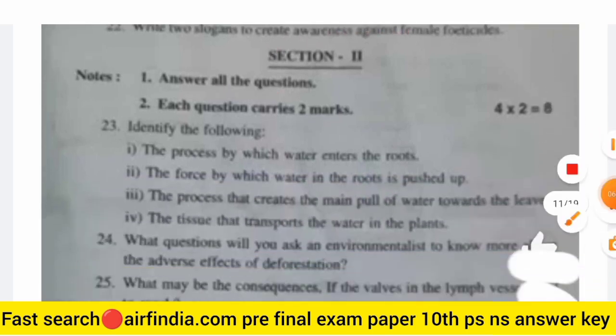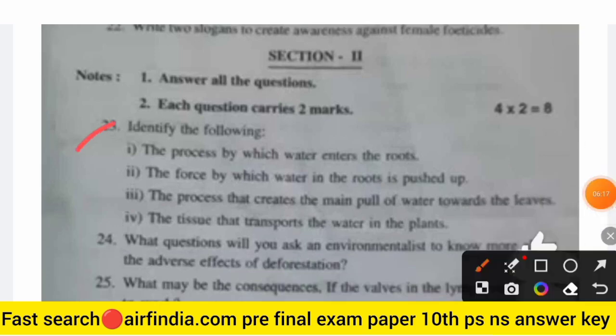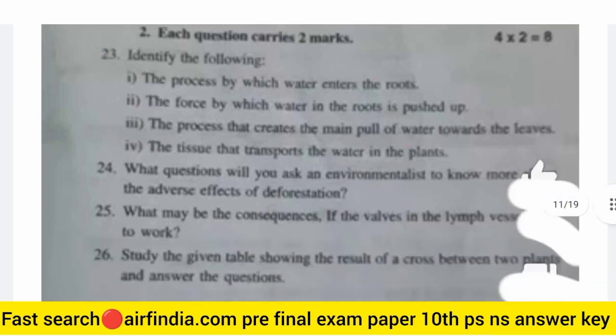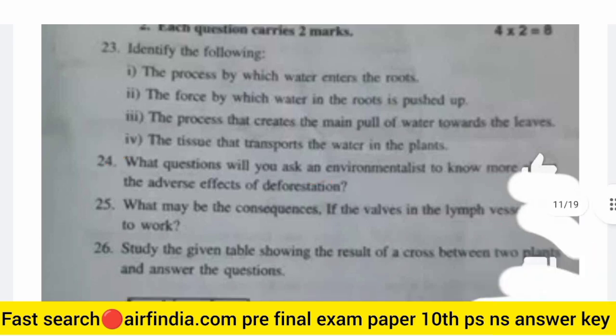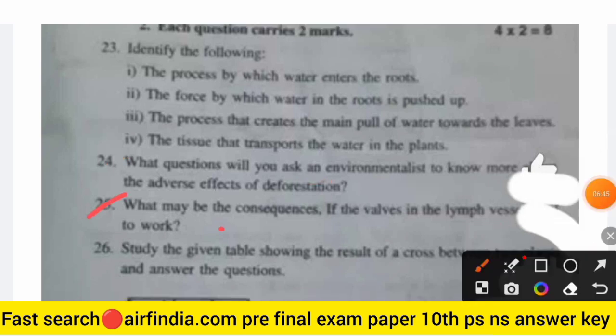Identify the following. So here is the process by which water enters the roots, the force by which water in the roots is pushed up, the process that creates the main pull of water towards the leaves, the tissue that transports the water in the plants, okay, which are correct. And identify also the following. Whom will you ask, an environmentalist, to know more about the adverse effects of deforestation, okay? And the next is what may be the consequence if the valves in the lymph vessels fail to work.